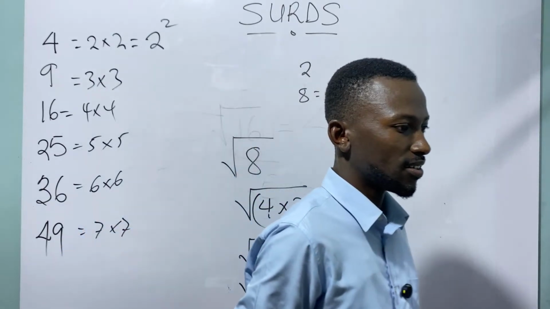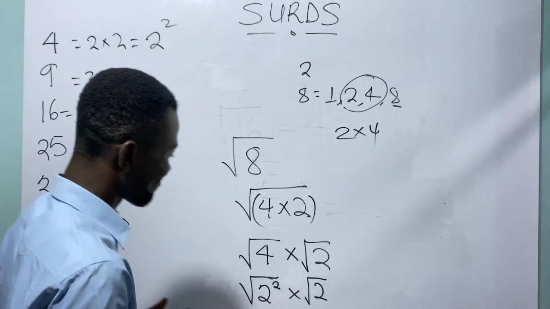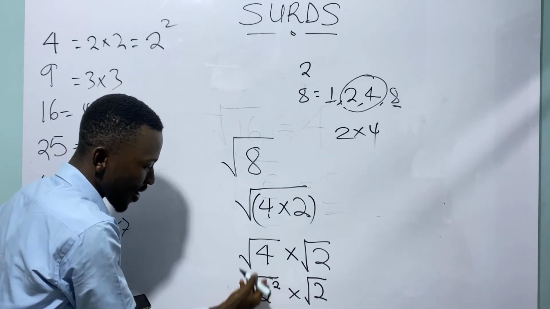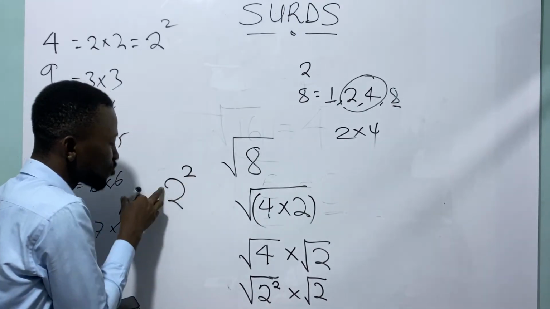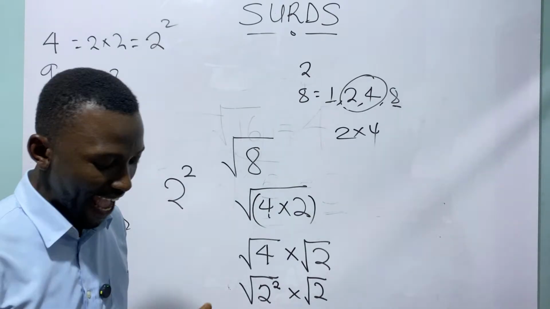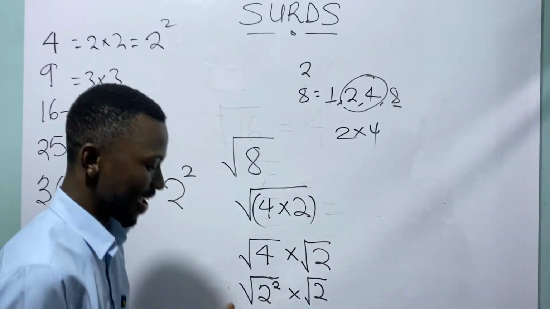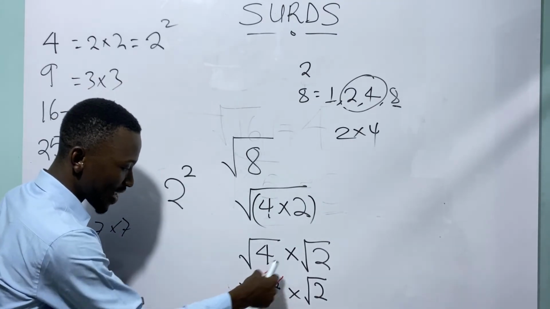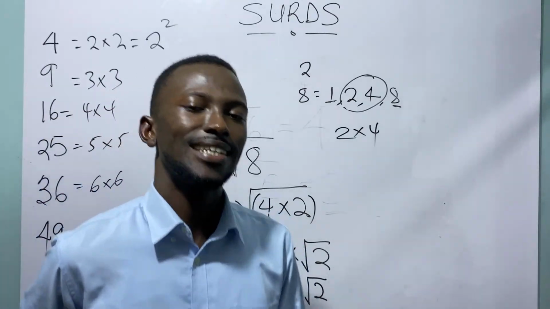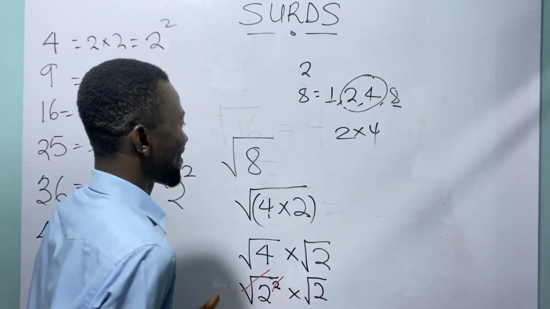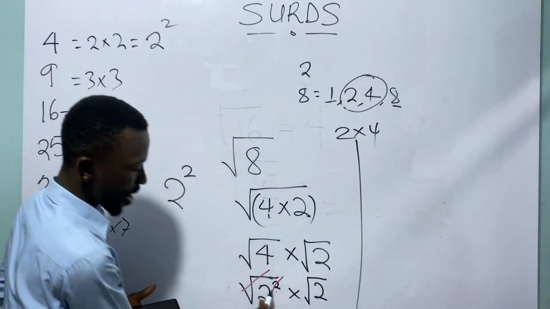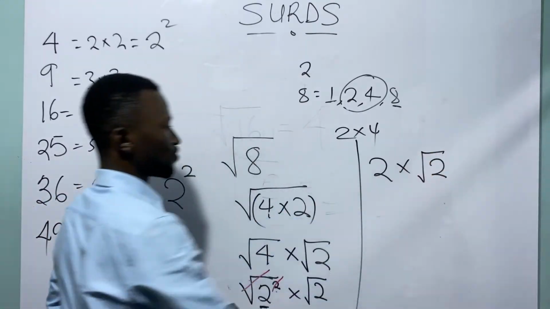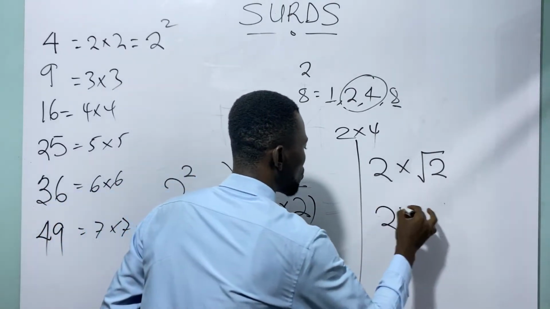Do you see it? So this square root of 4 is the same as square root of 2 squared, because 4 is the same as 2 exponent 2. Then what can we do? Let me use the red marker here. This 2 on top of the 2 will cancel the square root sign. What are we left with? We are left with 2. So 2 times square root of 2. So the final answer is 2 root 2.